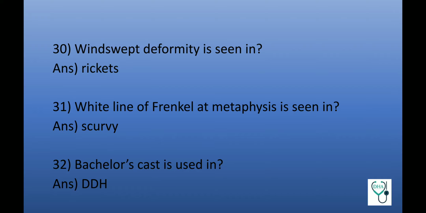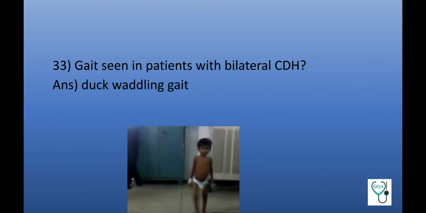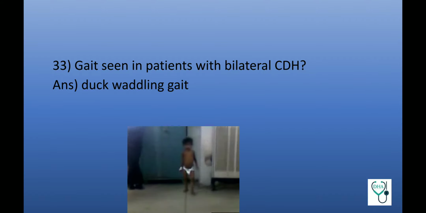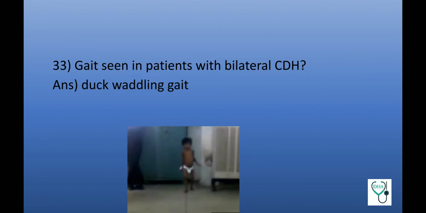Windswept deformity is seen in rickets. White line of Frenkel at metaphysis is seen in scurvy. I've included an image-based question from this at the end of the video. Bachelor's cast is used in developmental dysplasia of hip. Gait seen in patients with bilateral CDH: duck waddling gait. And this is a video of duck waddling gait seen in bilateral congenital dysplasia of hip.